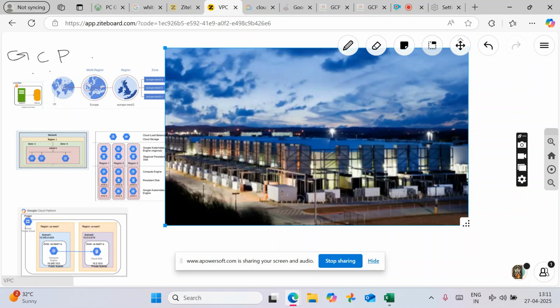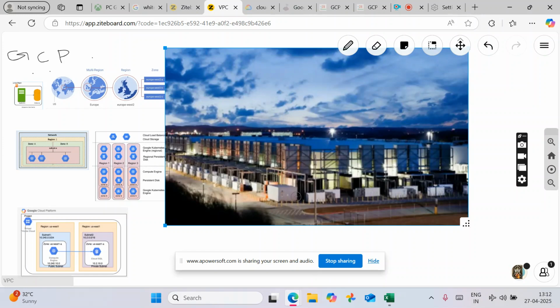When an organization moves from on-prem to cloud, here we have Google Cloud Platform. The organization need not worry about the infrastructure built by GCP. For utilizing this physical data center, they have to pay only for the services from GCP. They need not worry about it.